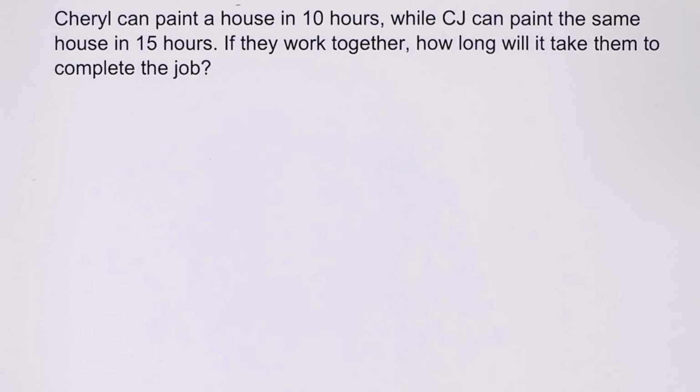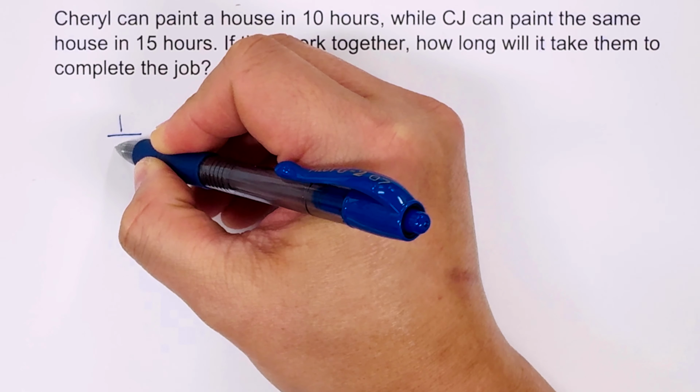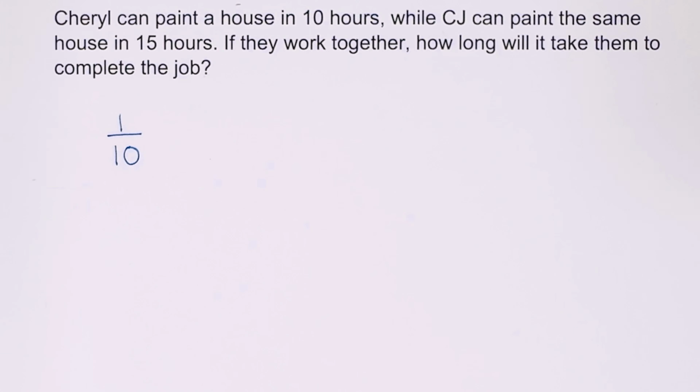So the first thing that we need to do here is to find the rate that each of these girls are able to complete the painting of the house per hour. So we can go ahead and say that first Cheryl can paint it in 10 hours. So we can say that she can paint 1/10 of the house per hour. We can look at this fraction as one job, which is the whole house. She can complete it in 10 hours.